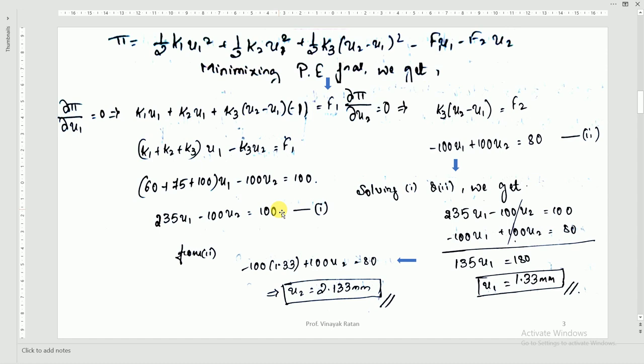Simplify and check the answers. Don't just blindly take down the answers. Simplify it by yourself.